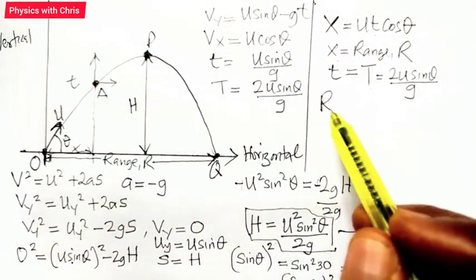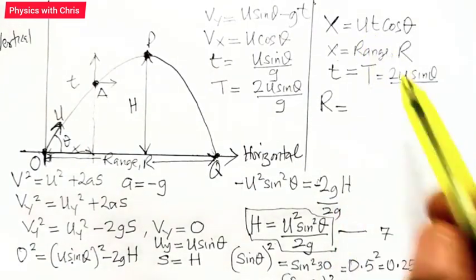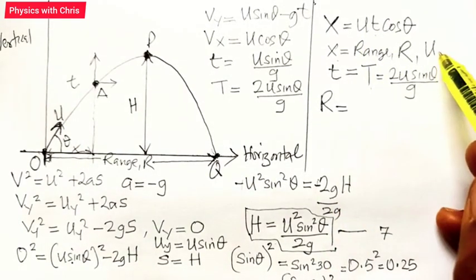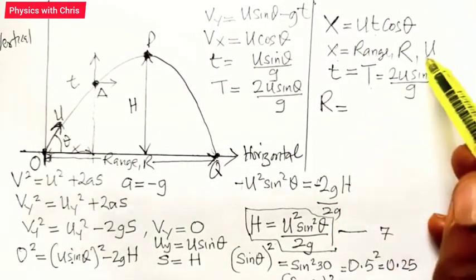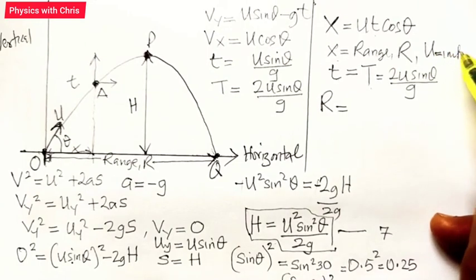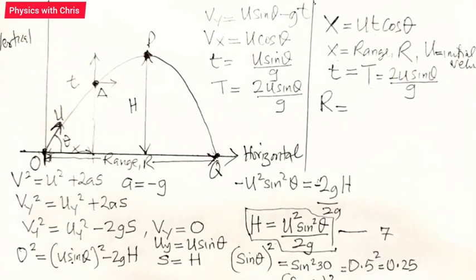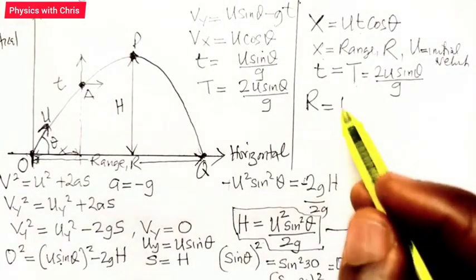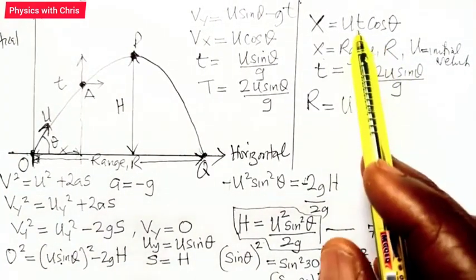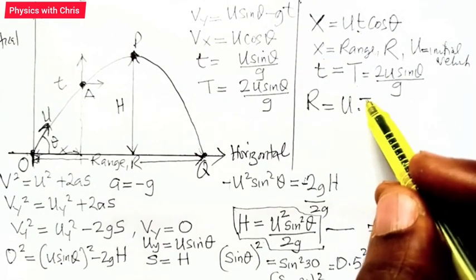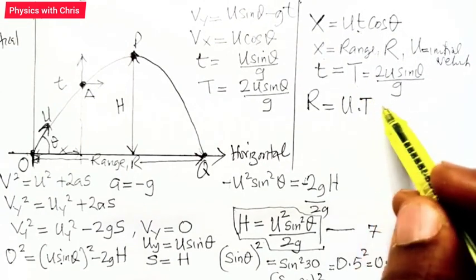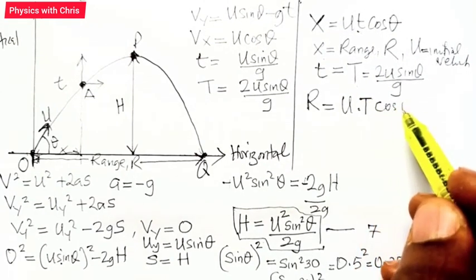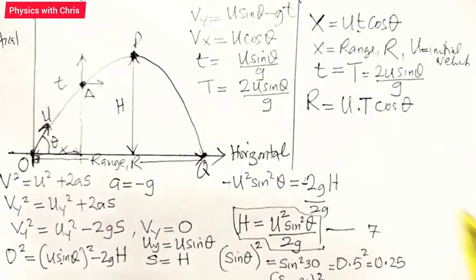That gives me the range equals u, where u is the initial speed, the initial velocity of the projectile, times, now replacing this t with the time of flight T, cos theta. So this is one expression, one equation for the range.